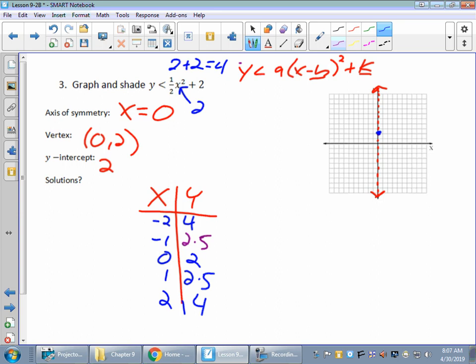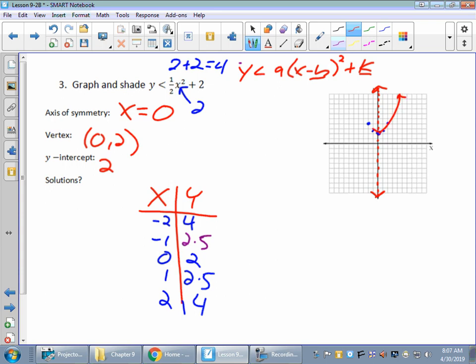Okay, so we got enough points now. Let's go ahead and graph them. -2, 4. Back 2 on x, up 1, 2, 3, 4. -1, 2.5. Backwards 1 on x, 1, 2.5 puts us there. And I can use mirror image points to 1, 2.5, and 2, 4. And there's my points. Let's go ahead and graph that one.